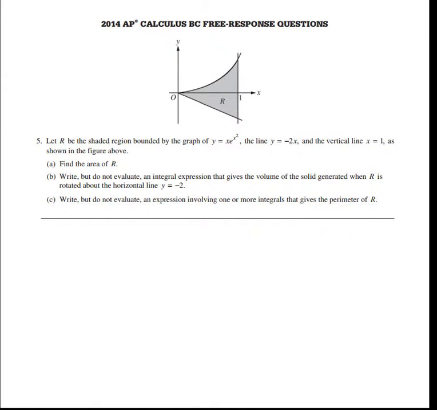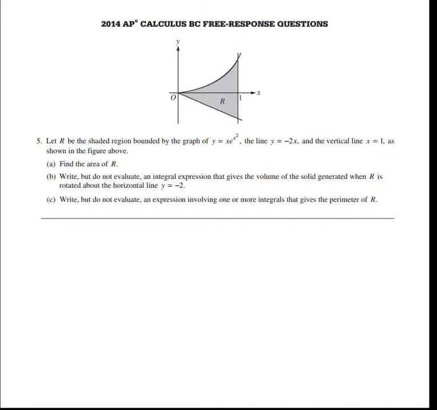The question starts by giving us some background on the graph that they just gave us. Let R be the shaded region bounded by the graph of y equals x times e to the x squared, the line y equals negative 2x, and the vertical line x equals 1, as shown in the figure above. Now that we know a little bit about the graph, we can start looking at the actual questions.